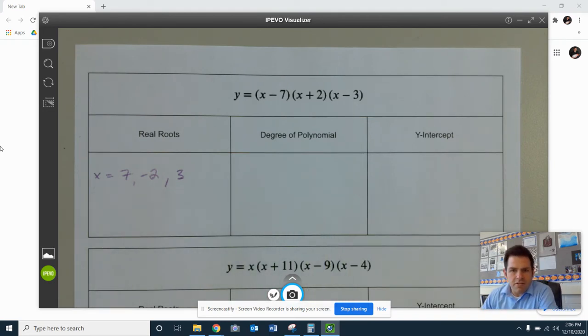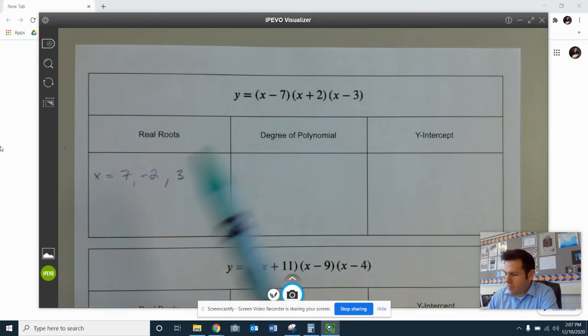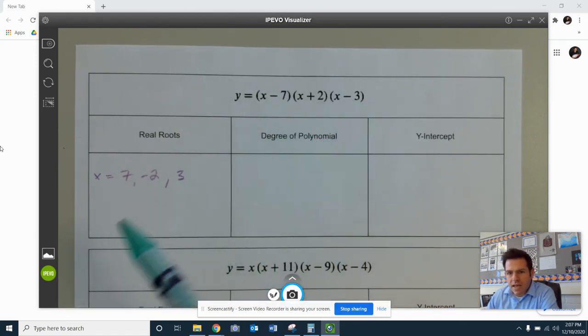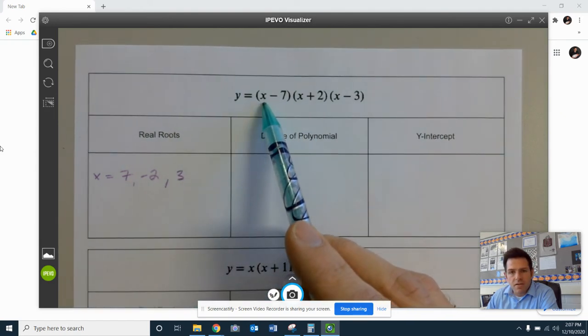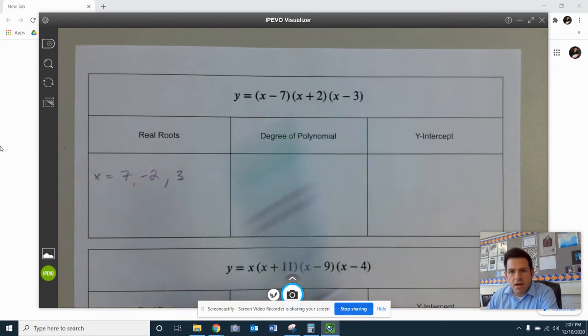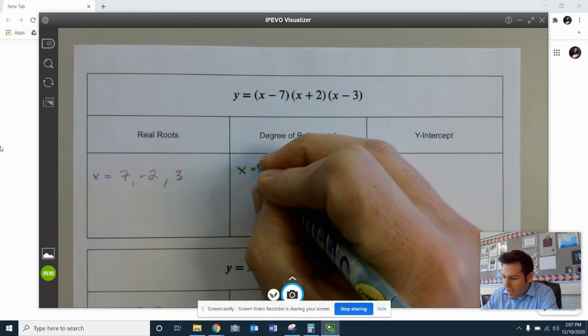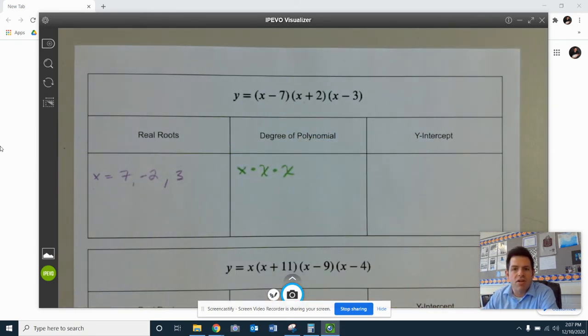Degree of a polynomial, different type of question here. What I'm doing is trying to figure out what the largest exponent would be in the problem. If I were to multiply all of this out, what would be my highest exponent? So I'm going to take a look specifically at the x values here. There's an x value here, here, and here. I'm just going to copy those down. I'm going to show you what a multiplication would happen. I'm not doing the multiplication out in great length. I'm just trying to figure out what would be the biggest exponent in this polynomial.